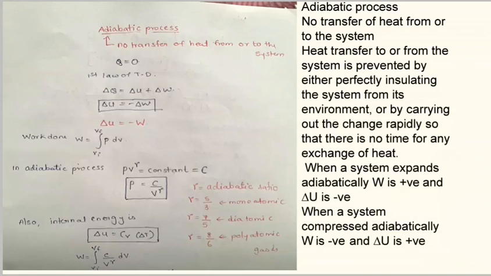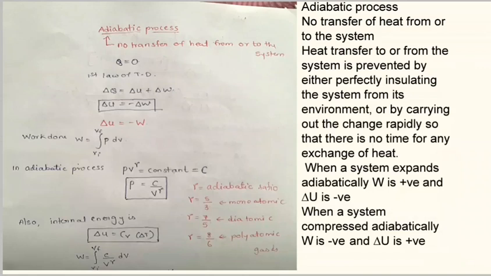I have already told you, if it is compressed, then work done will be negative, and if it expands, work done will be positive. So, in adiabatic processes, there is no transfer of heat from or to the system. Therefore, Q will be 0. First law of thermodynamics will be delta Q equals delta U plus delta W. As delta Q is equal to 0, therefore delta U is equal to minus delta W.